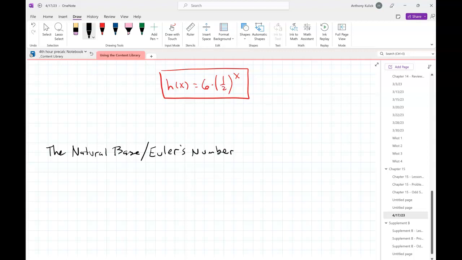Now, this number is an irrational number, like pi. So much like pi, we don't write the number down because it's an infinite decimal that doesn't repeat. So there's no easy way to write that. We're going to use a symbol to represent that number, just like we do for pi. The symbol that we're going to use is the lowercase letter e.